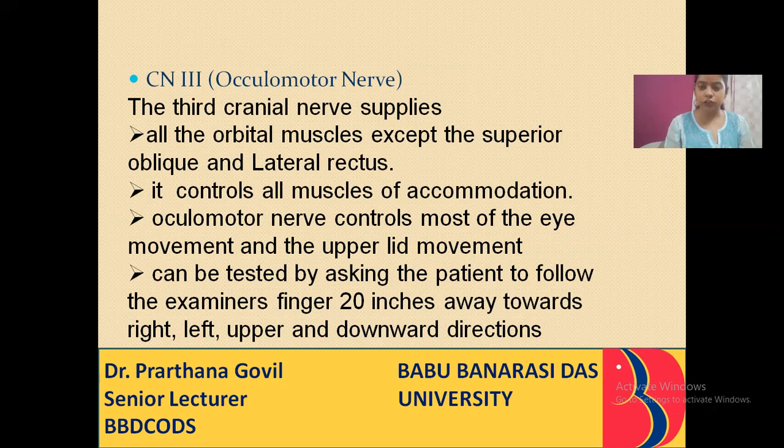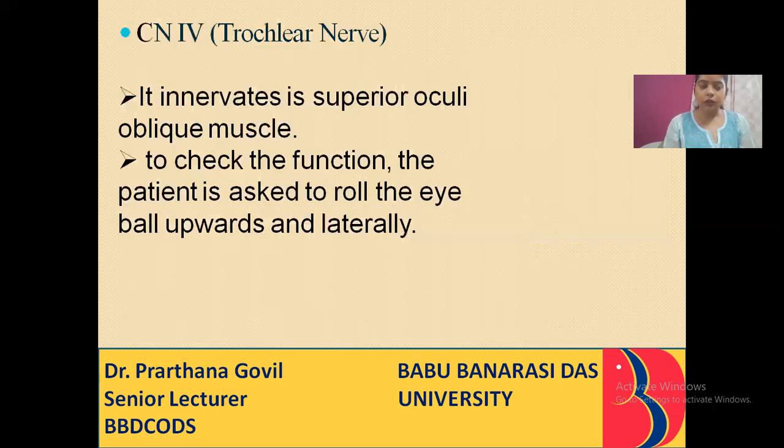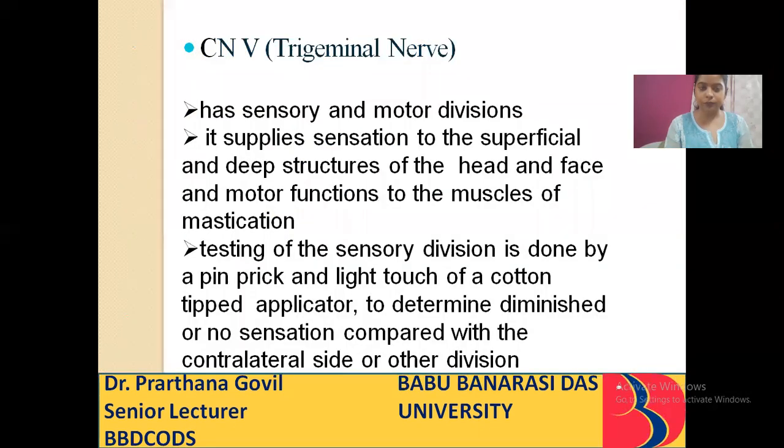and downward direction. Cranial nerve 4, that is the trochlear nerve, innervates the superior oblique muscle. To check the function, the patient is asked to roll the eyeball upwards and laterally.